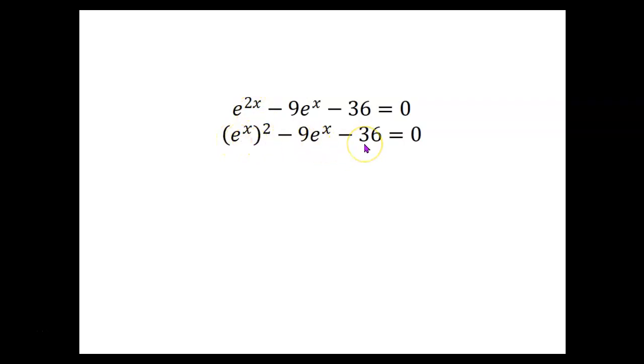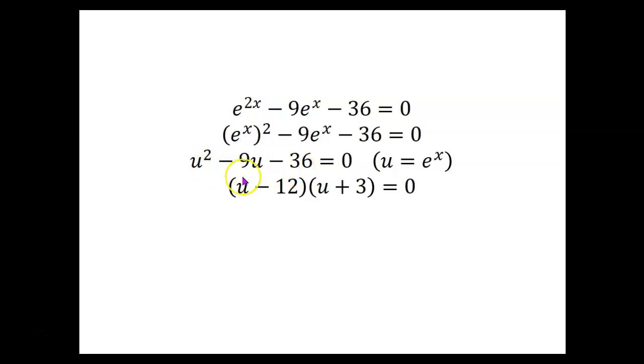So this is like a quadratic equation where the role of the variable is being played by e to the x. We have that squared, we have that, we have a constant term. If you want to make it look even more like a quadratic equation, you can make a substitution and let u stand for e to the x. Then it would be u squared minus 9u minus 36 equals 0. We can factor that into u minus 12 times u plus 3 equals 0. So u equals 12 or u equals negative 3.